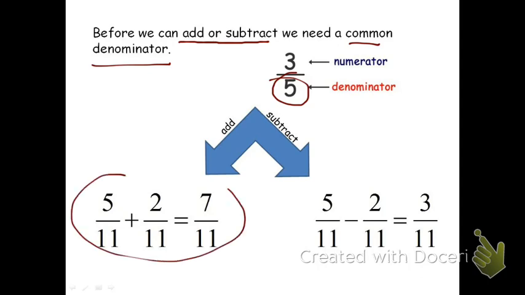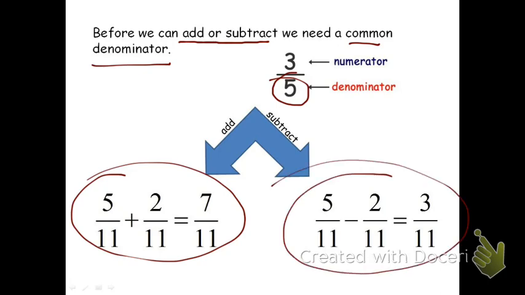As you can see, the denominators are the same, 5/11 plus 2/11. You simply combine the numerators then, and you end up with 7/11. Same thing with the subtraction problem, 5/11 take away 2/11. You simply combine the numerators as long as you have a common denominator, and your answer stays with that same denominator. And we'll always reduce if possible, but neither one of these reduce.